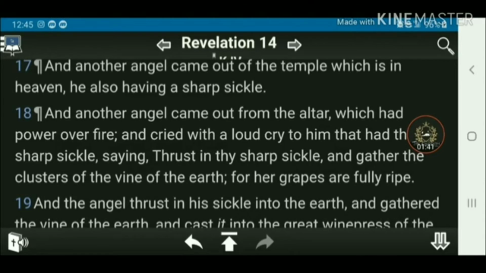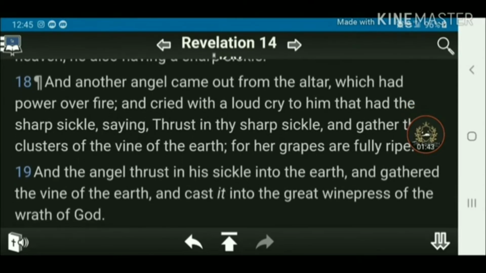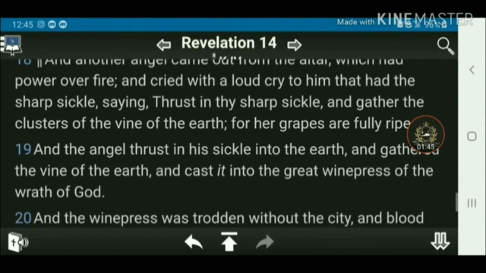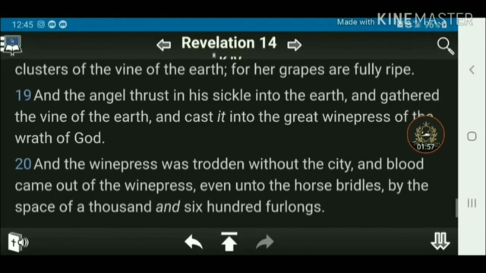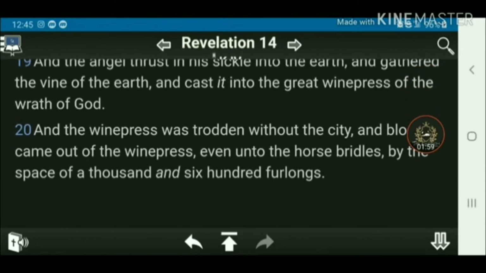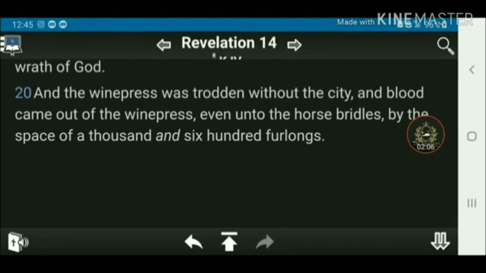And he cried with a loud cry to him that had the sharp sickle, saying, Thrust in your sharp sickle, and gather the clusters of the vine of the earth, for her grapes are fully ripe. And the angel thrust in his sickle into the earth, and gathered the vine of the earth, and cast it into the great winepress of the wrath of the Most High. And the winepress was trodden without the city, and blood came out of the winepress, even to the horses' bridles, by the space of 1,600 furlongs.